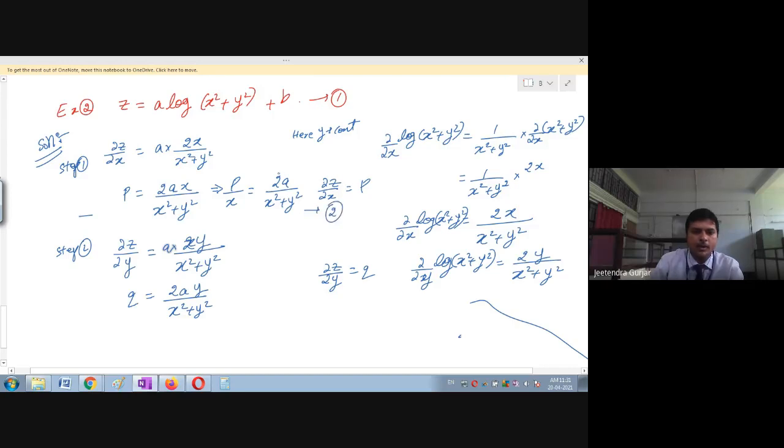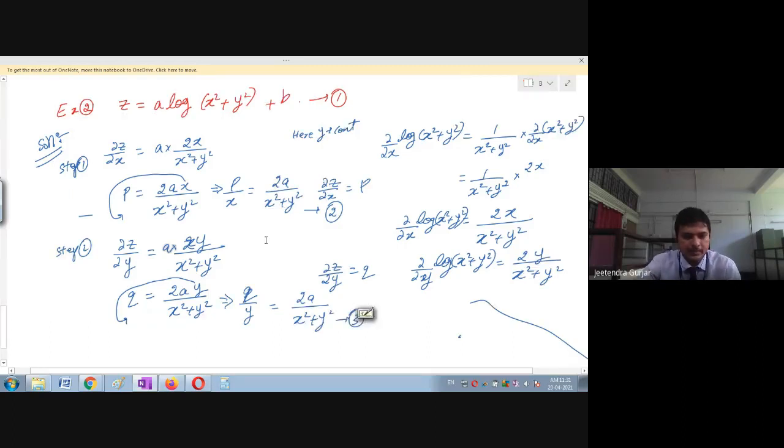See, I have modified. What have I modified? I have brought this x here. Similarly, I will modify this equation. I will bring this y on this side. So you can see this is q divided by y is equal to 2a upon x square plus y square. Can you compare equations 2 and 3?